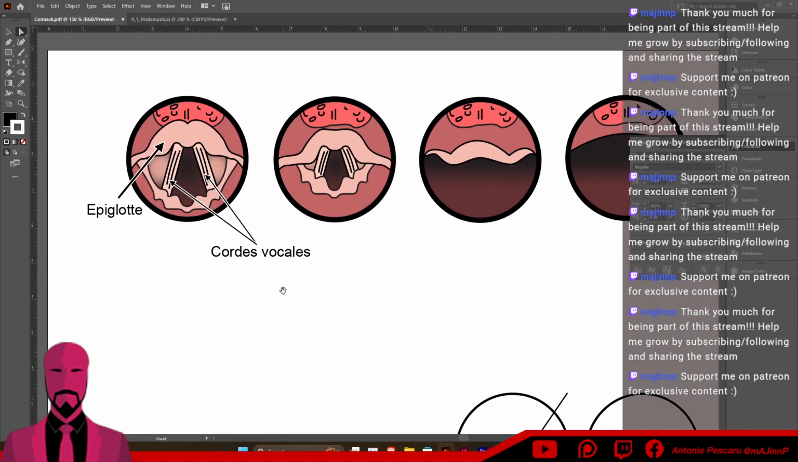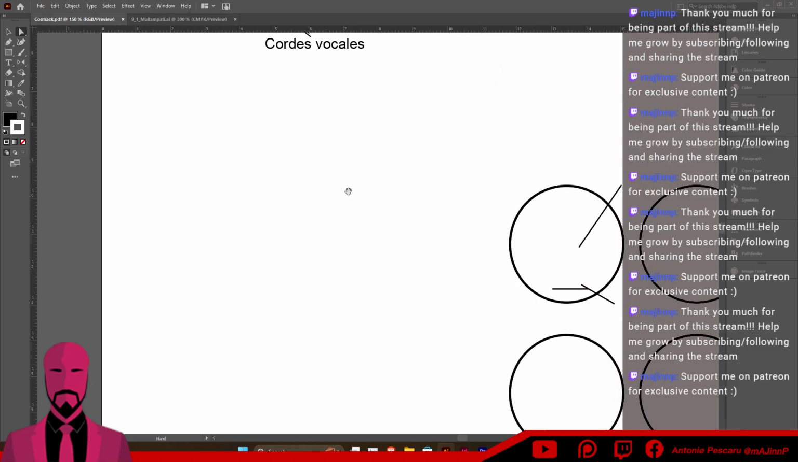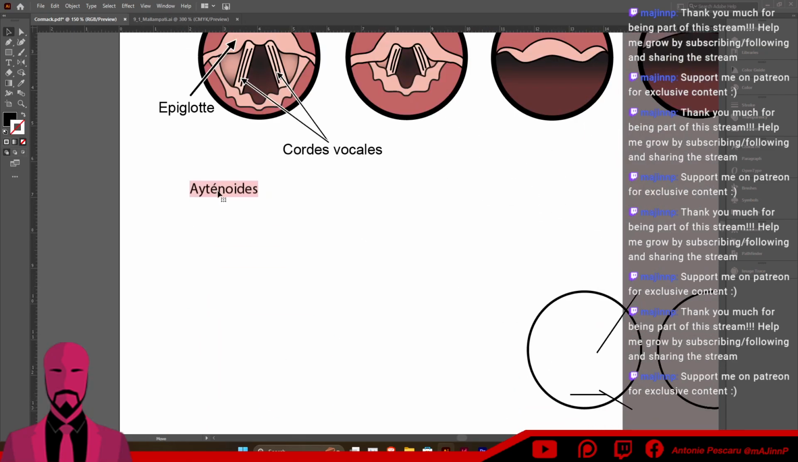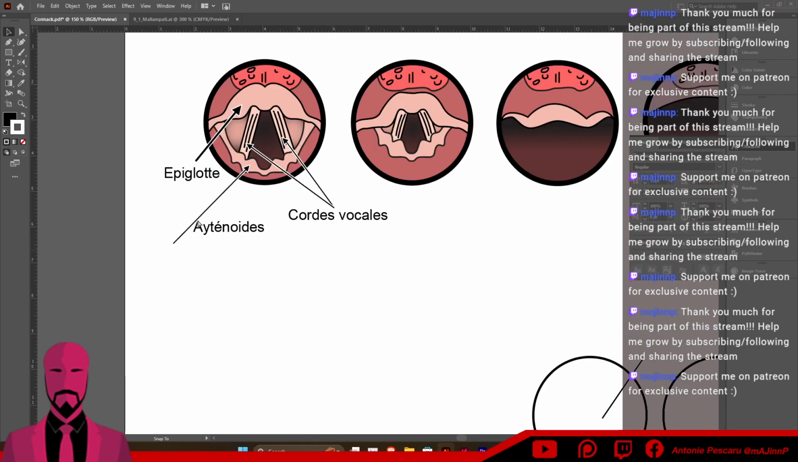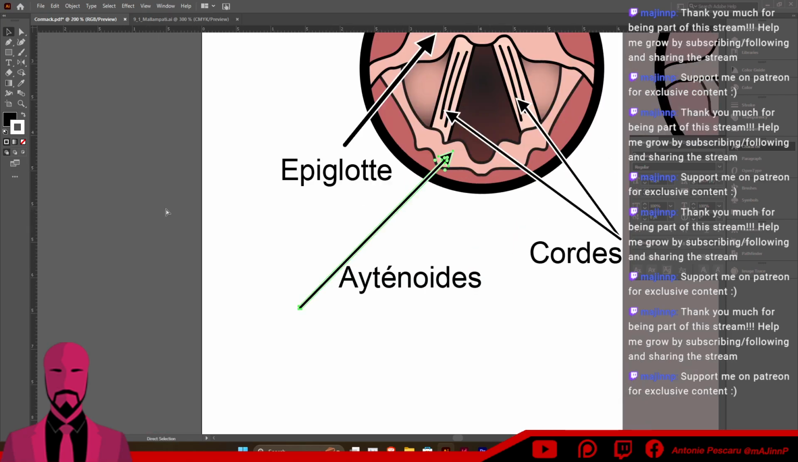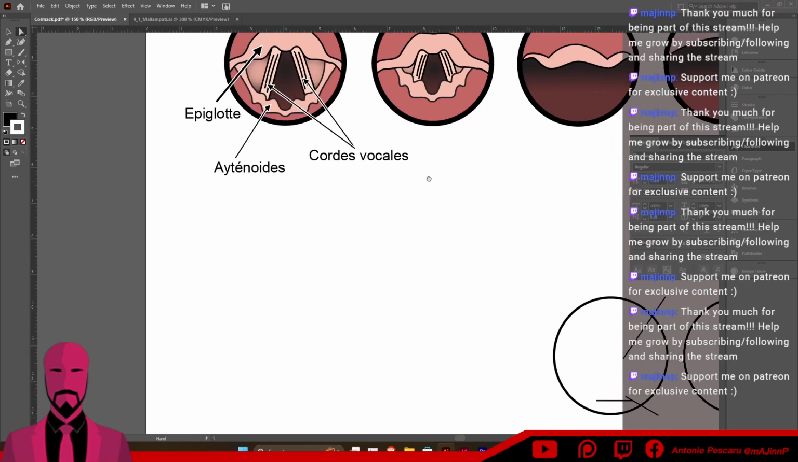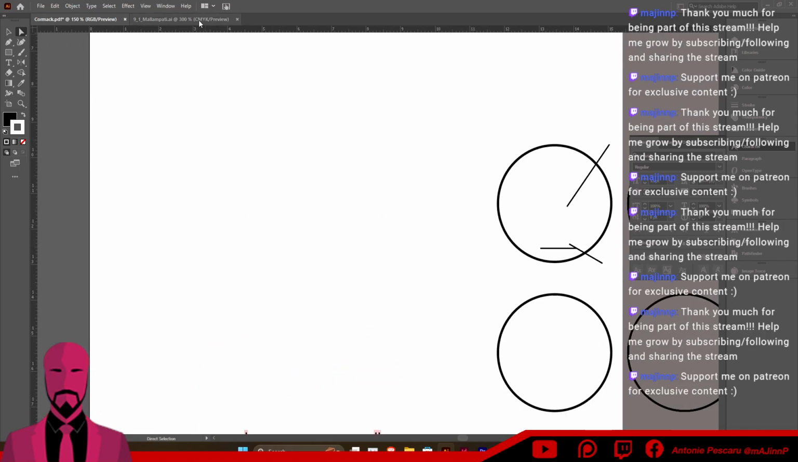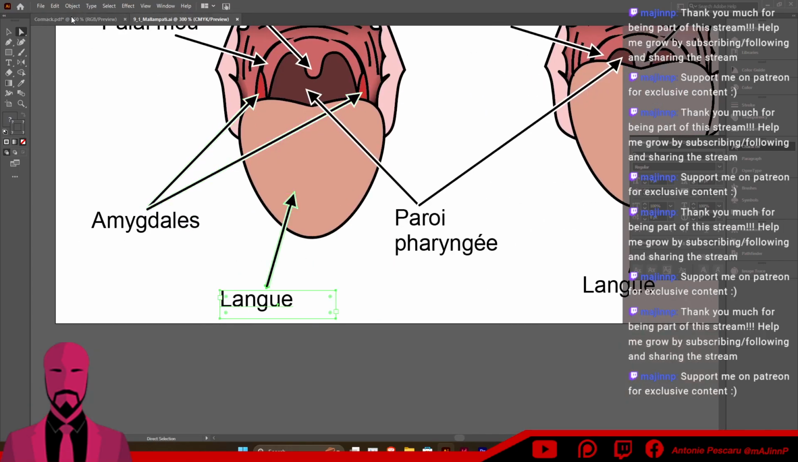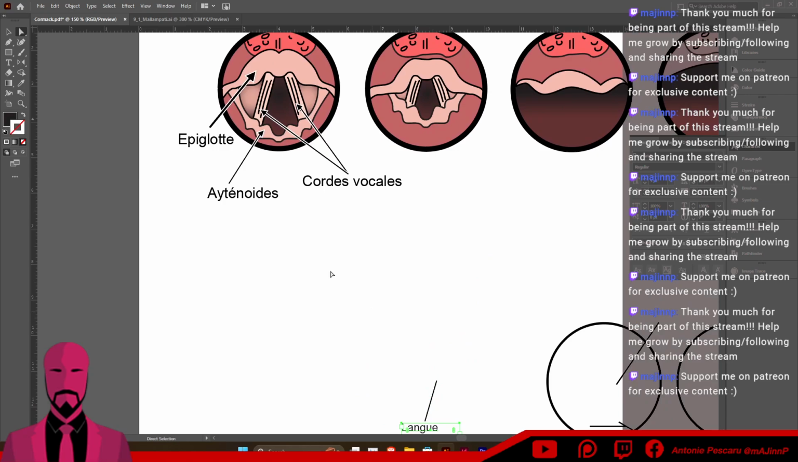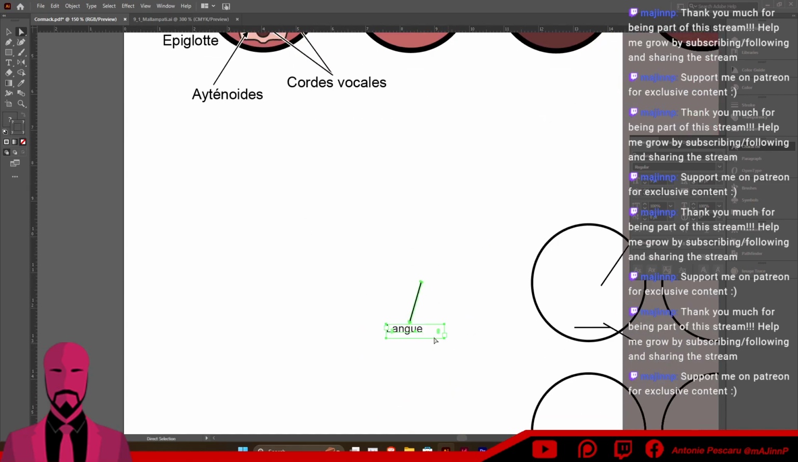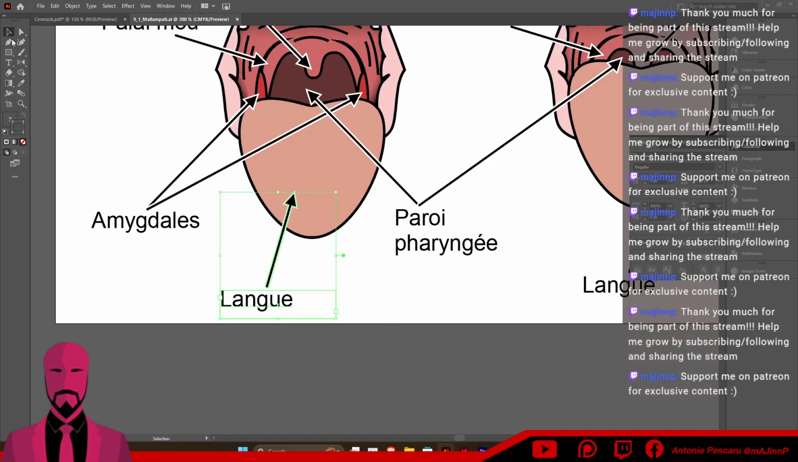But now I kind of messed up. Why? Because these are the arytenoids. That doesn't matter, it'll make the job a lot easier. Where's my layers? Right here. Like this. And I'll take this over here. And we have the tongue as well, somewhere. Like this. I'm just gonna take that over there. Is it Arial? Yeah, you are made in Arial. Okay, good.